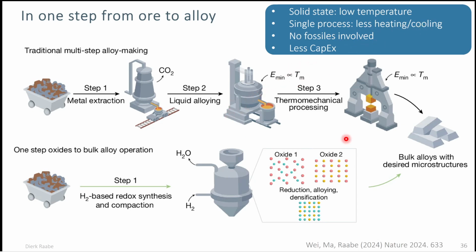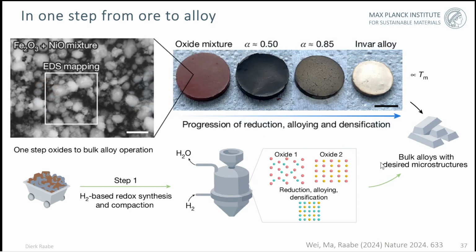No fossils are involved because we can use, for instance, hydrogen as a reductant, at least for many transition elements, which produces as a byproduct from that redox reaction water instead of carbon dioxide. And of course, you have much less capex, that means capital expenditure, when you design the corresponding workflows in industry.